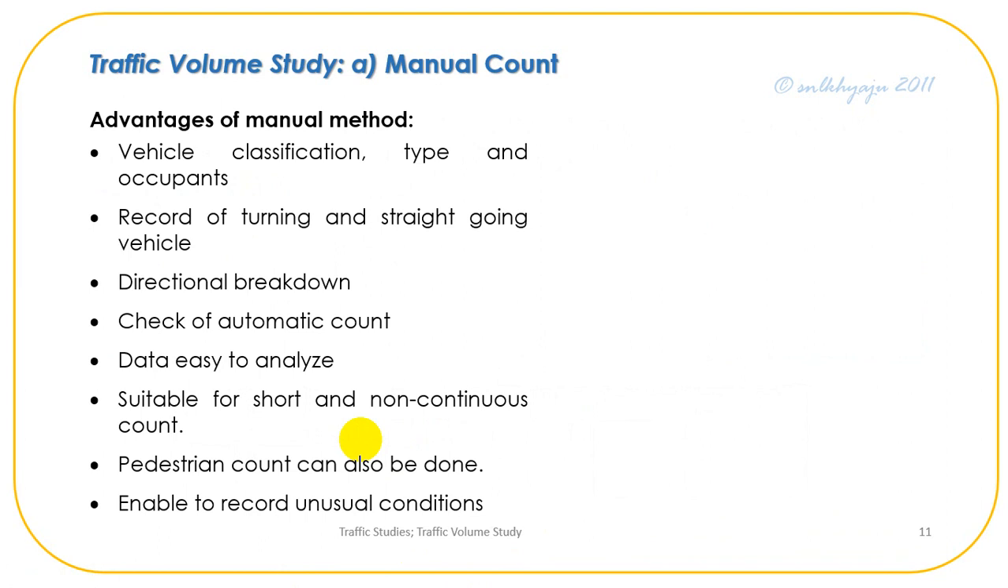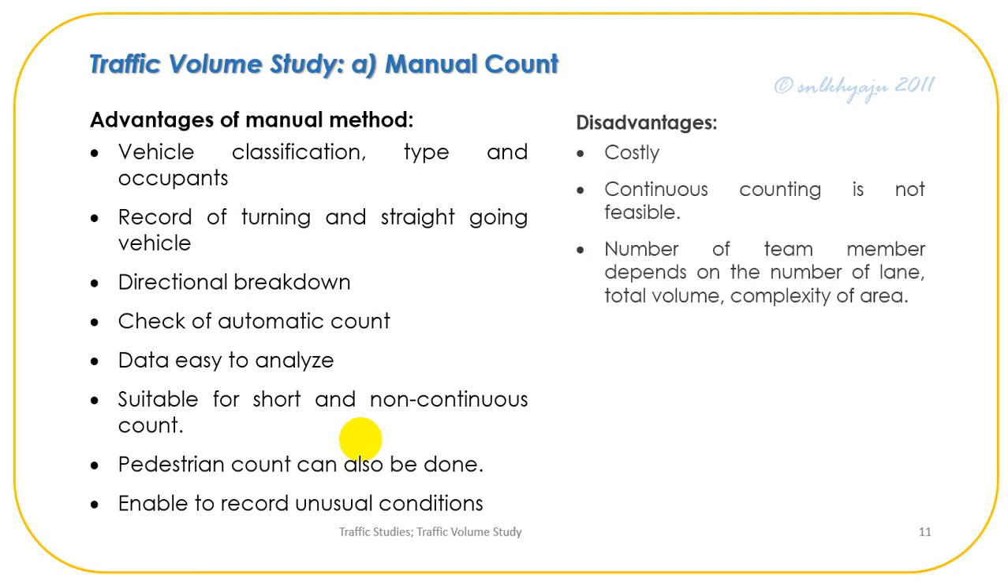Record of turning and straight going vehicles can be recorded. Directional breakdown, that is, left turn, straight and right turn vehicles, can be directionally broken down. Check for automatic count. Data is easy to analyze, suitable for short and non-continuous counts. Pedestrian count can also be done. Enables recording of unusual conditions.